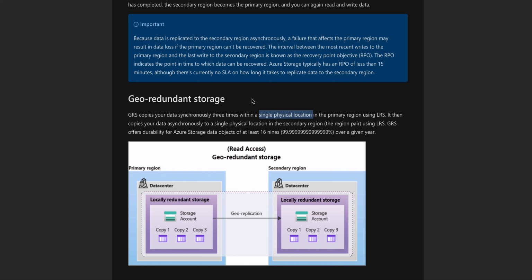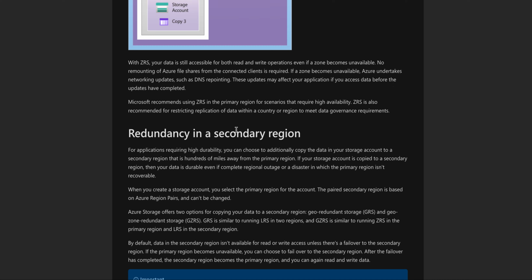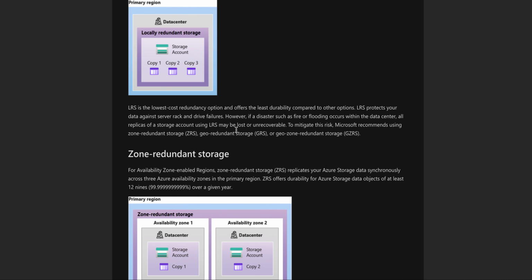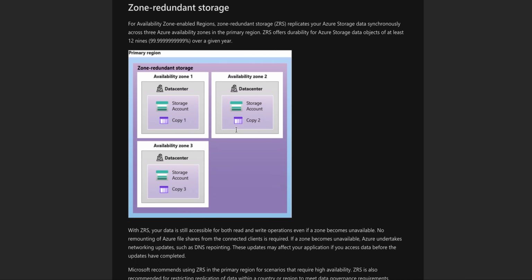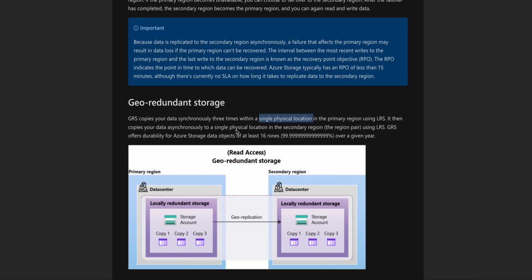And GRS offers durability for Azure storage data objects of at least 16 nines. So this is really high. From what you've seen, LRS was 11 nines, and then we had ZRS, which was 12 nines of durability, and this is 16 nines. So this is obviously much more durable than LRS and ZRS over a given year.